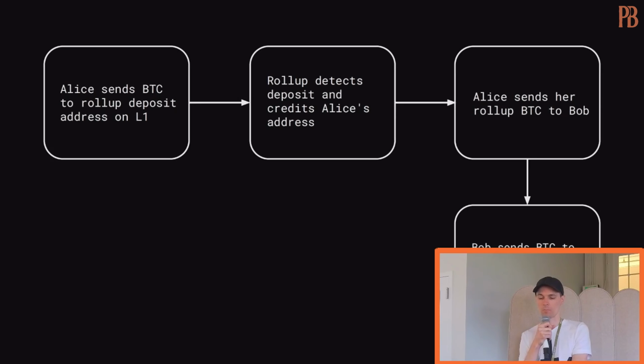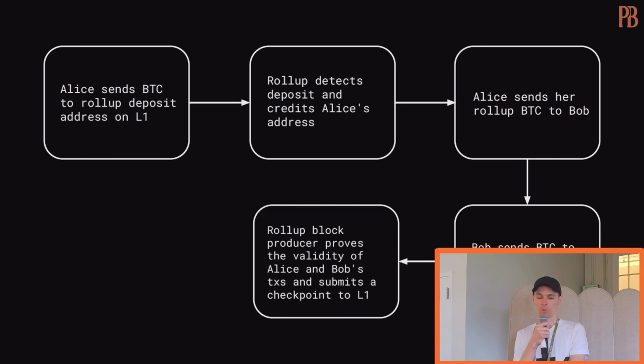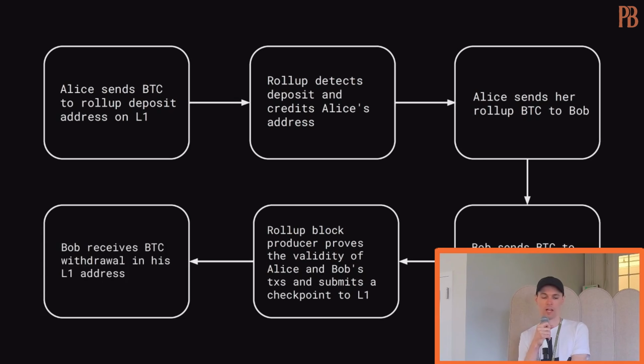So he sends his BTC to a withdrawal contract on the rollup side. The rollup block producer would prove the validity of Alice and Bob's transactions and then submit a checkpoint to the smart contract on layer 1. And then the smart contract would spit the BTC out to Bob's specified withdrawal address. And this all happens somewhat autonomously thanks to the smart contract and the fact that all of these operations are being cryptographically proven and verified.